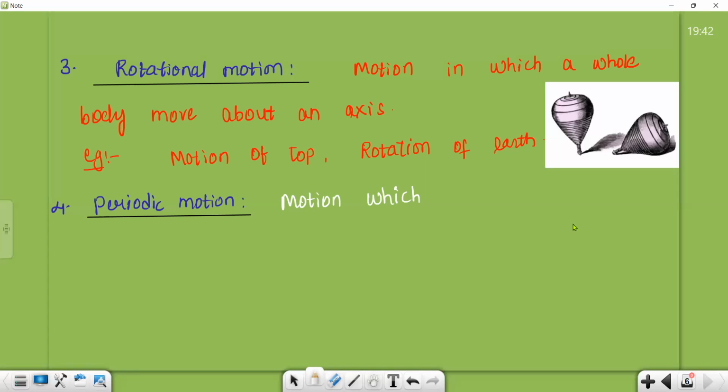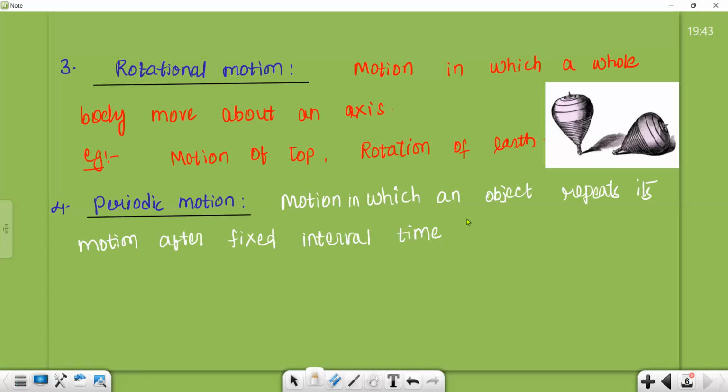Okay. So the motion in which an object repeats its motion after a fixed interval of time. So after a particular time, it is repeating. Whatever it is doing, it is repeating. That is called periodic motion.